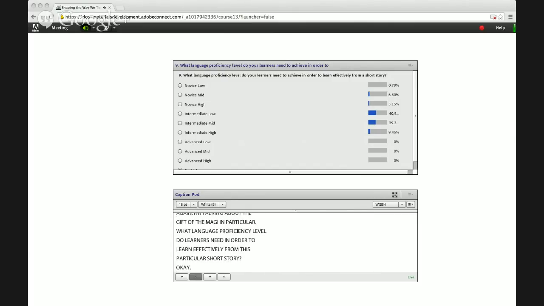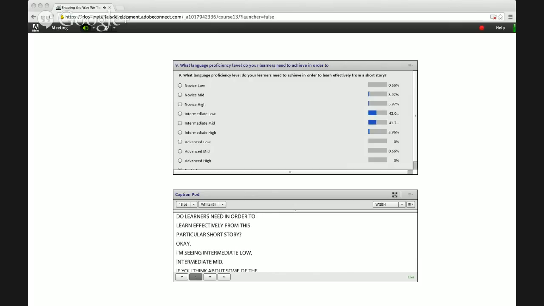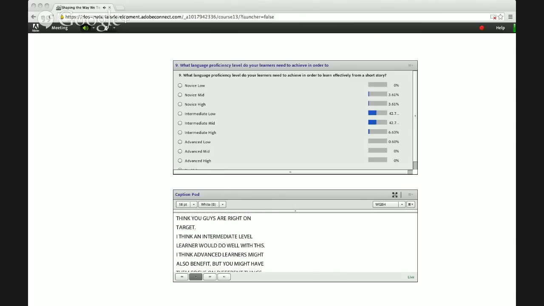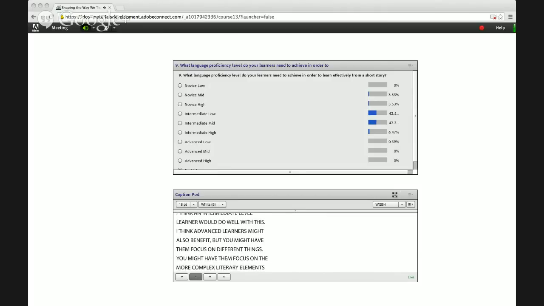If you think about some of the vocabulary words that were in the story and the way it was simplified, I think you guys are right on target. I think an intermediate level learner would do really well with this. I think advanced learners could also benefit, but you might have them focus on different things. You might have them focus on the more complex literary elements and less on the language. But yes, I do think that intermediate level students would be good for this.